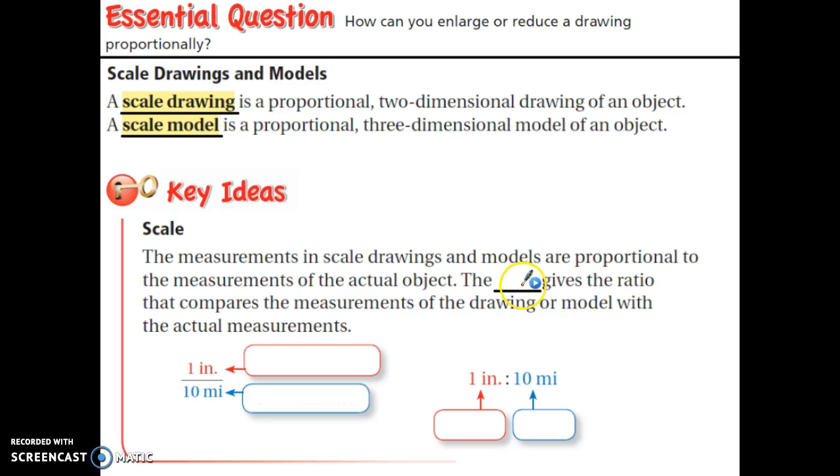The measurements in scale drawings and models are proportional to the measurements of the actual object. The scale gives the ratio that compares the measurements of the drawing or model with its actual measurements. So we're just saying how much smaller or how much larger did we make it. In this example here, the 1 inch represents the potential drawing distance. So in a drawing, we might have 1 inch representing an actual distance of 10 miles. To write it as a ratio, the 1 inch represents our drawing, while in actual life, that might represent 10 miles.